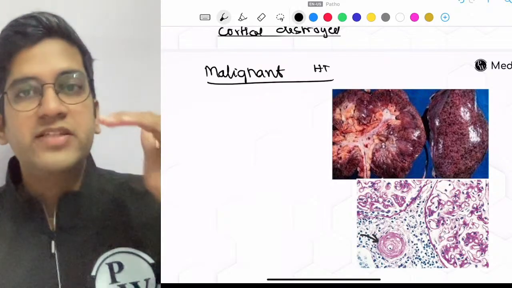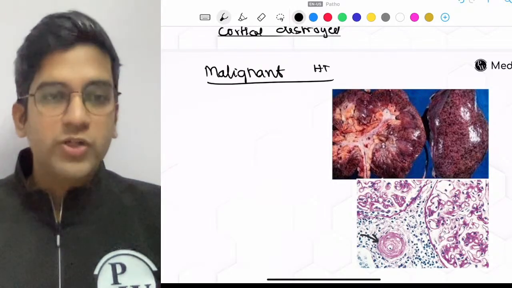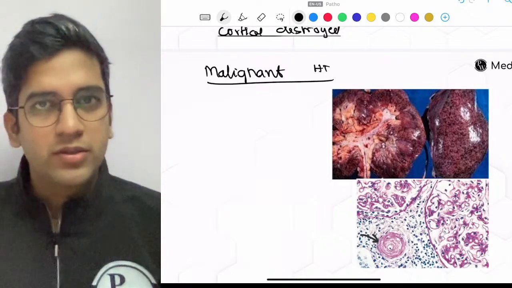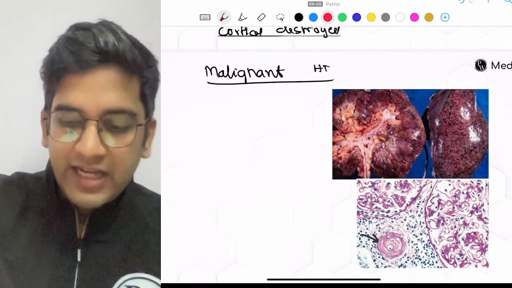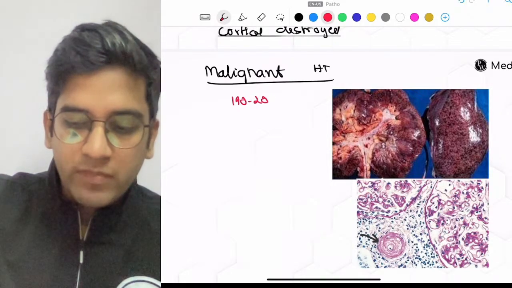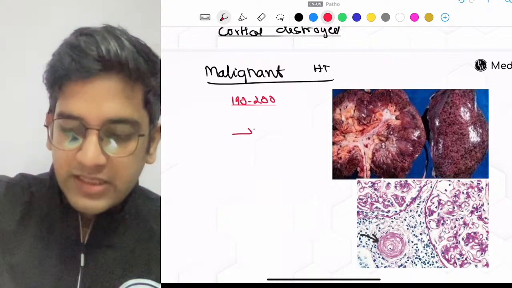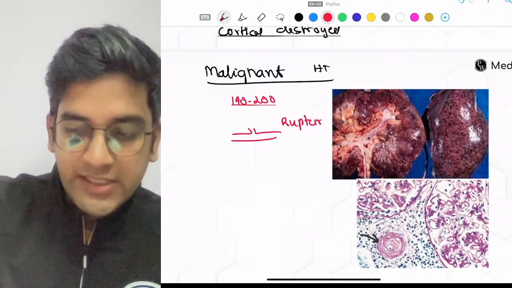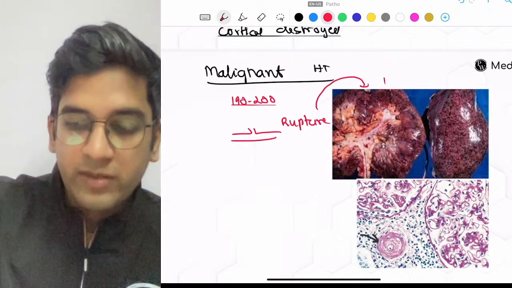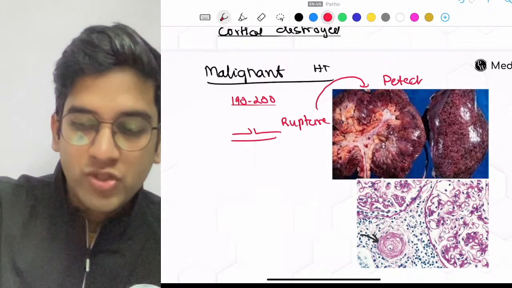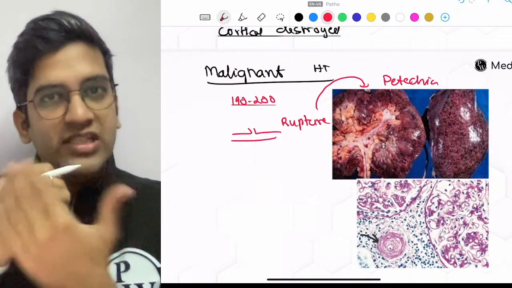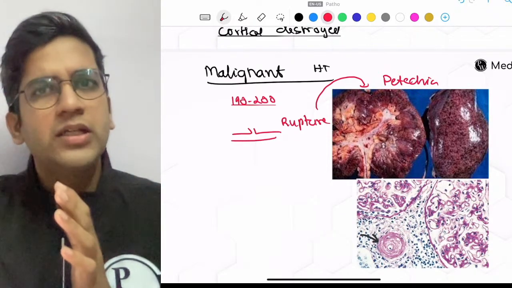In malignant hypertension, the BP is in the range of 190 to 200 millimeters of mercury. So do you think the arteriole will stay the same or will it rupture? Definitely, right? It's a very, very high BP in the range of 190 to 200 millimeters of mercury. Definitely there is a chance that the arteriole can rupture. This rupture of the vessel results in two findings. Whenever an arteriole ruptures, you will have petechial hemorrhages on the surface. If a skin arteriole ruptures, you will have petechiae on the surface of the skin, right? The same thing can happen on the kidney surface.